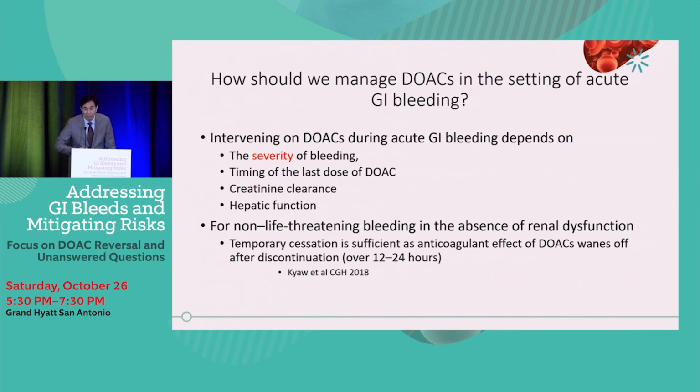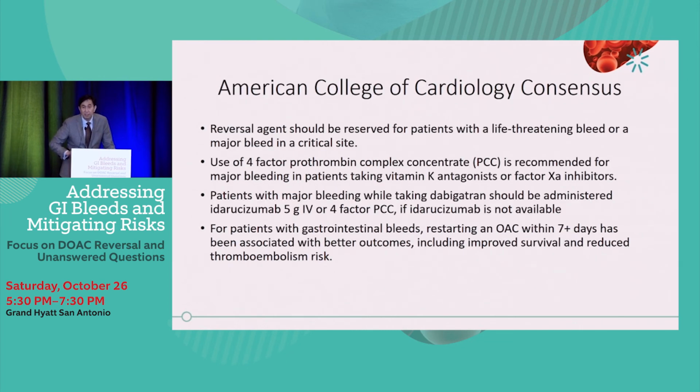You wait for this to wane off after the discontinuation, so within 12 to 24 hours or so. But there is also a consensus that came out from the American College of Cardiology as well as several GI societies. These are some of the robust or important highlights that they recommended. Reversal agents should be reserved only for patients with a life-threatening bleed. Use of 4-factor PCCs, as I said before, is recommended in patients taking vitamin K antagonists or factor Xa inhibitors.